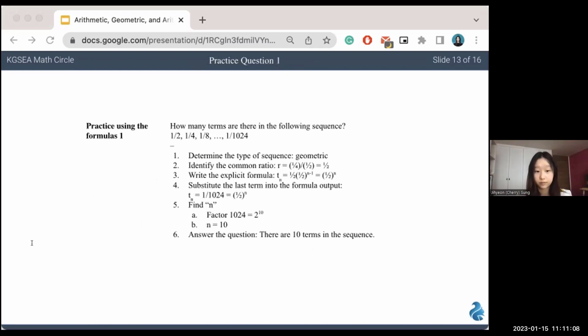Now let's solve some practice questions. The first question asks, how many terms are there in the following sequence? To solve this, you should determine the type of sequence first. By looking at how the denominator doubles from 2, 4, 8, etc., the sequence is geometric. The common ratio is 1 over 2. So the explicit formula using the first term, 1 over 2, is 1 over 2 times (1 over 2) to the power of n minus 1, which can be simplified to 1 over 2 to the power of n. By substituting the last term, 1 over 1024, into the formula output, you can find n to be 10, since the denominator 1024 is 2 to the power of 10. This indicates that there are 10 terms in the sequence.